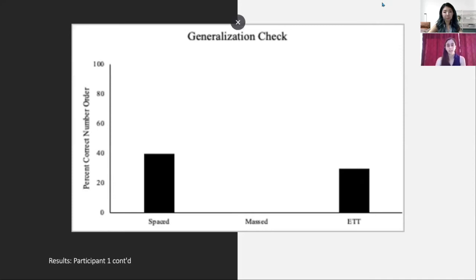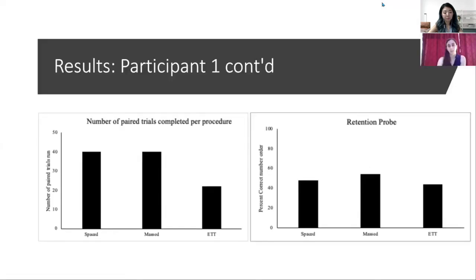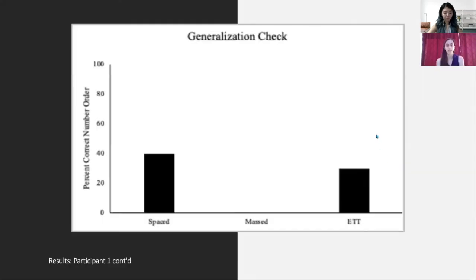And for the generalization checks, interestingly enough, even though the mass trials were slightly more correct than the others, this participant did not identify the exemplars in the mass generalization. For space it is about 40% and expanding time trials is a little less than that. Once again, based off of numbers that were in the correct order.